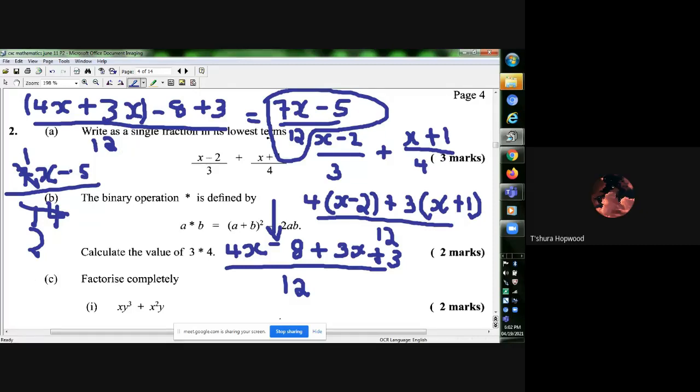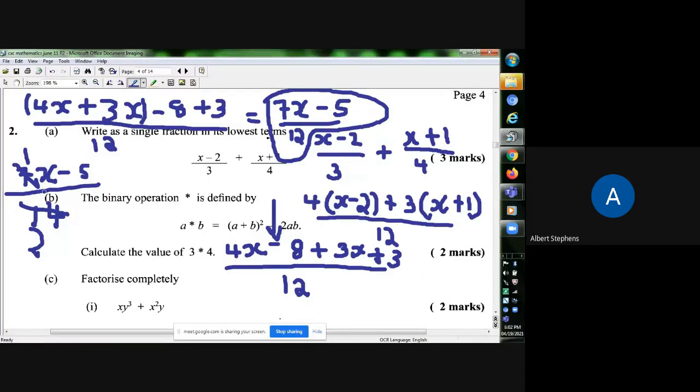No, sir. No, you can't do that. You can't cancel when you have two terms separated with a what? A plus or a minus. So if you have two terms, and it's separated by a plus or a minus, you can't cancel like that.